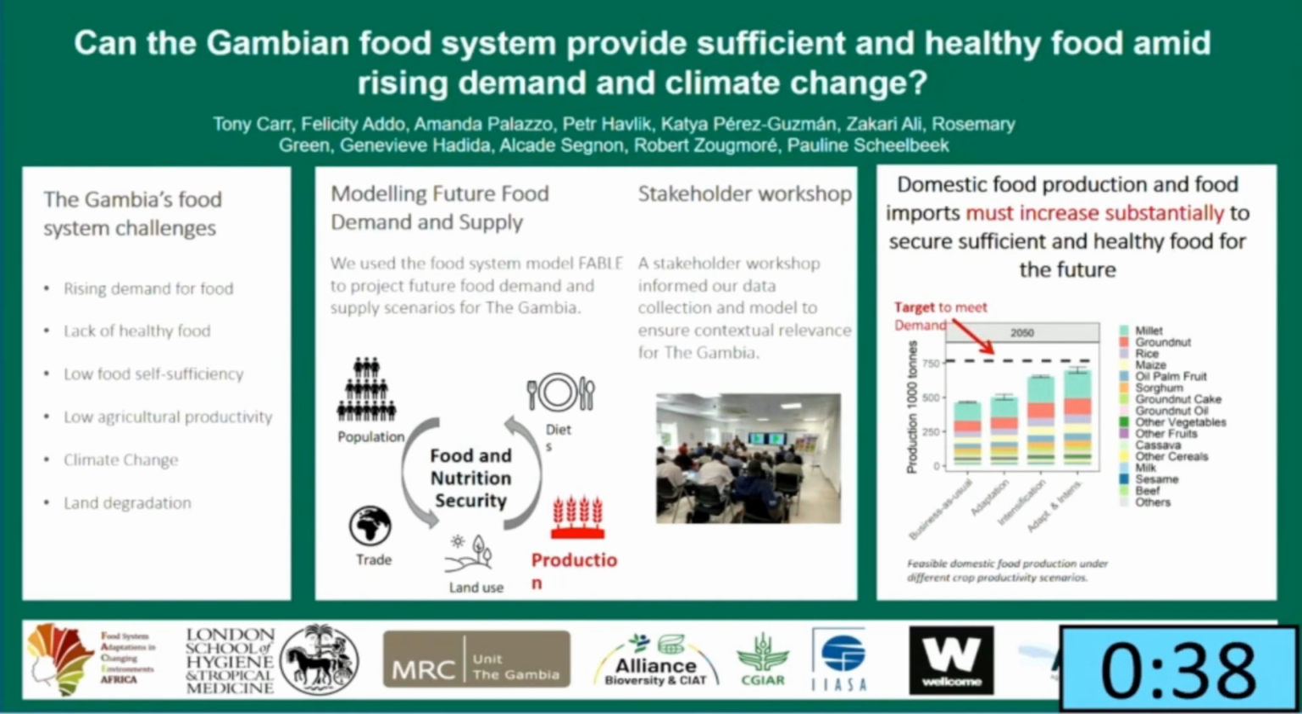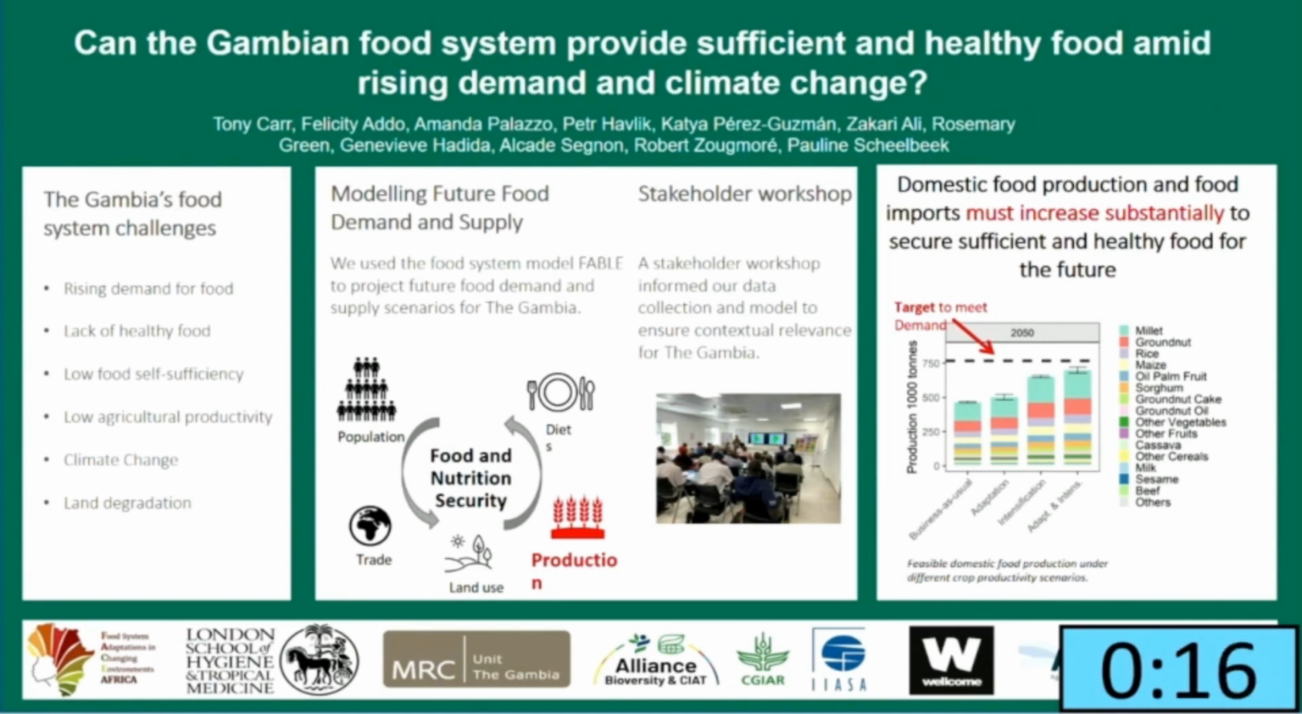To do this, we used the Favorable Food System model to estimate changes for future food demand and supply. To estimate these changes, we developed scenarios on demographics, diets, trade, land use, and food production together with stakeholders in workshops. In the scenarios, we specifically focused on climate change impacts on agriculture and the potential of adaptation strategies to increase production.